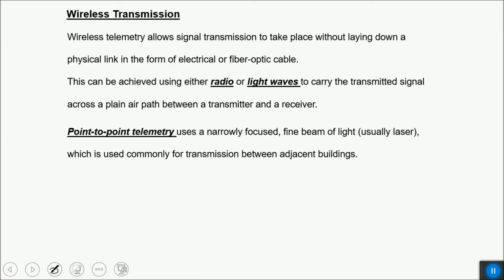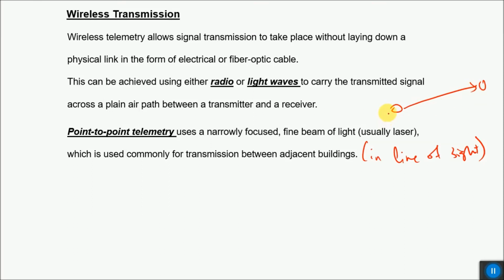So there are three forms of wireless telemetry. One is point-to-point telemetry, which uses a very narrowly focused fine beam of light that is usually a laser, and that is commonly used for transmission between adjacent buildings, or when the transmitter and receiver are in the line of sight. So if your transmitter is here and your receiver is here, they have to be in line of sight, and a fine narrow focused beam will travel from this point exactly to this point. If it is not focused at this point, the signal is lost.